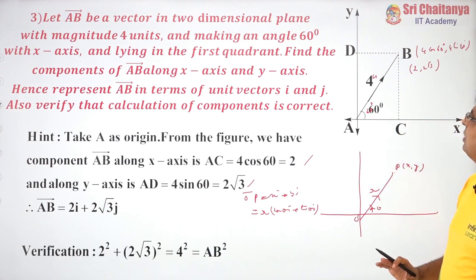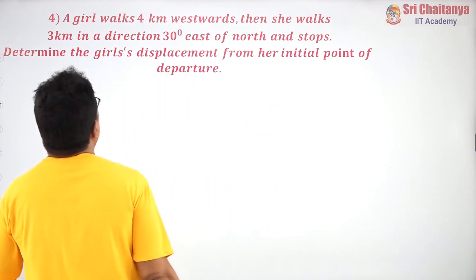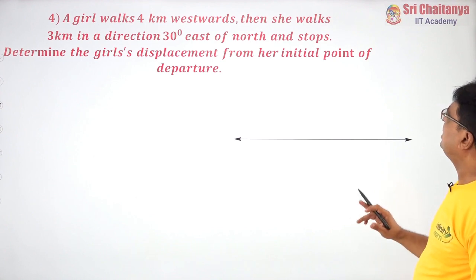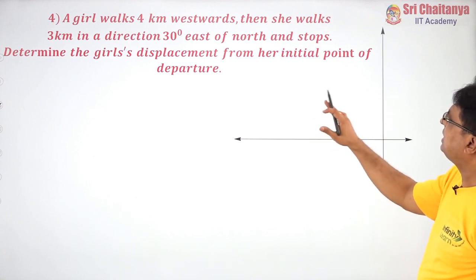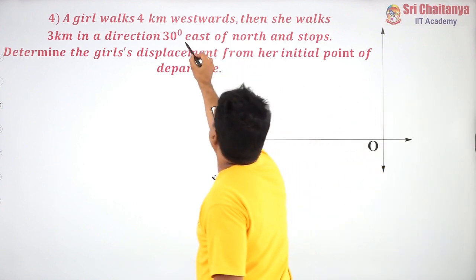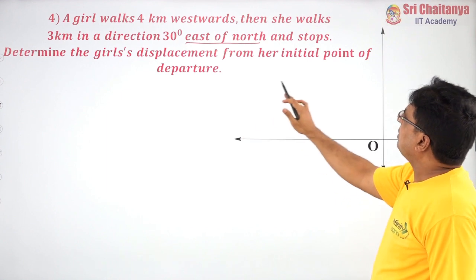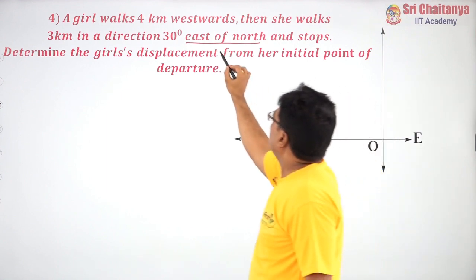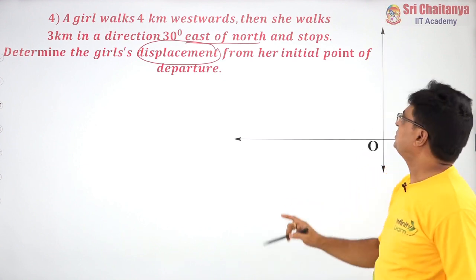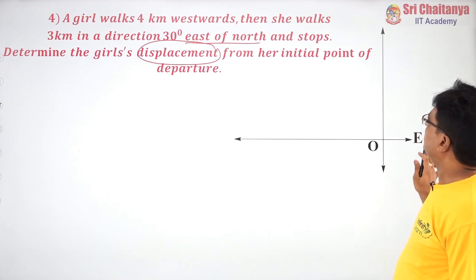Okay? Now, coming to the next problem. A girl walks 4 kilometers westwards, then she walks 3 kilometers in a direction 30 degrees east of north. This is another important word. And stops. Determine the girl's displacement. What do they want? Displacement, not distance. That means in vector form you have to write from the initial point of departure. So, this is the situation, my friends.